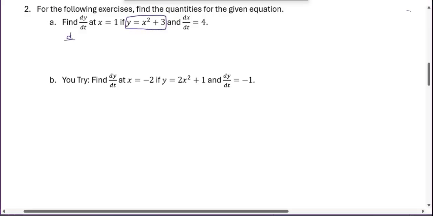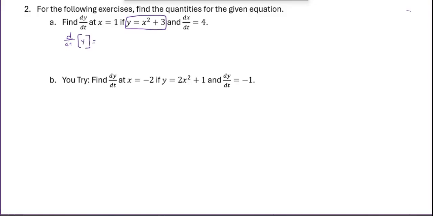If we want the derivatives with respect to t, we're of course going to have to do d/dt of the left side is equal to the derivative with respect to t of the right side. On the left side, the derivative of y is 1 dy/dt. On the right, the derivative of x squared is 2x dx/dt, and then the derivative of 3, that's a constant, so it's 0. So there's our relationship.